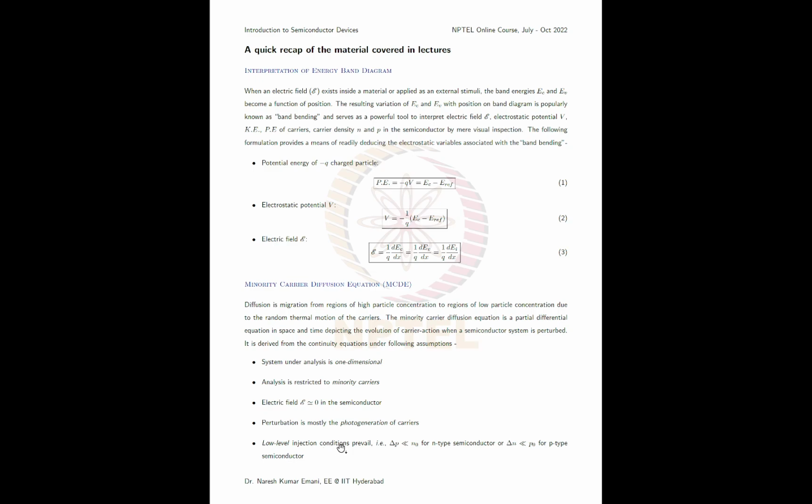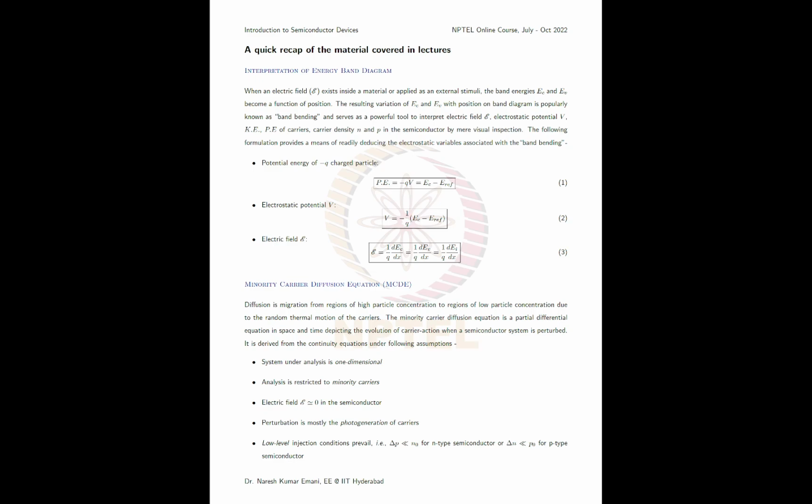Low level injection conditions prevail, that is, delta P is much less than n naught for an n-type semiconductor, or delta N is less than p naught for a p-type semiconductor. So what low level injection means is that the excess carriers injected do not change minority carriers into majority carriers or majority carriers into minority carriers.